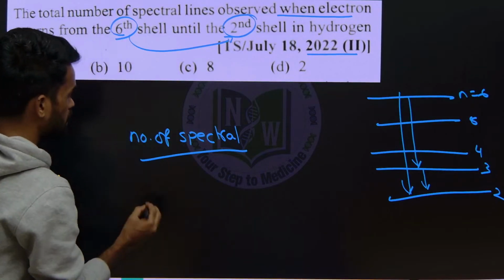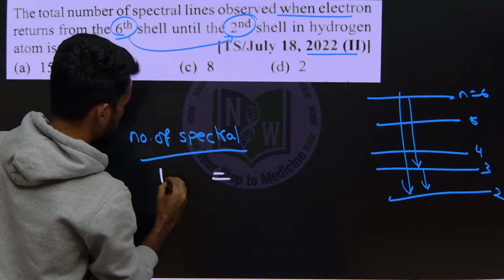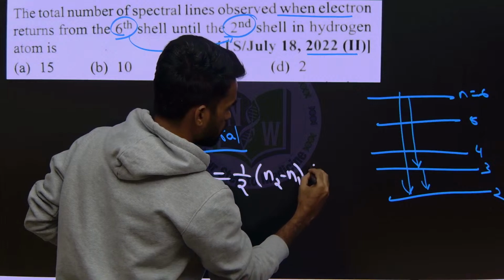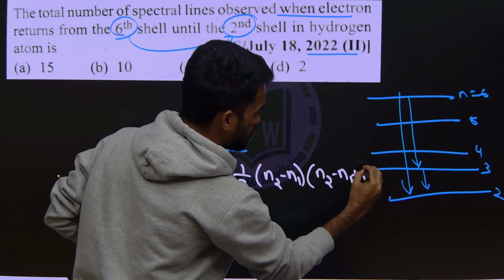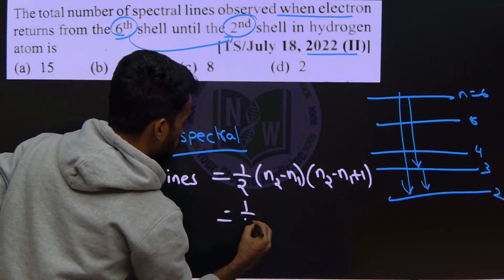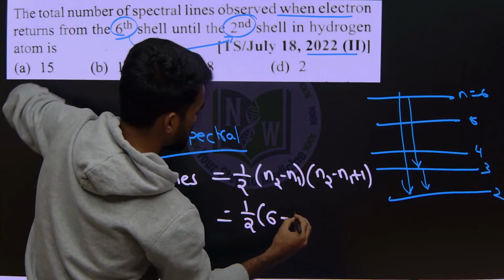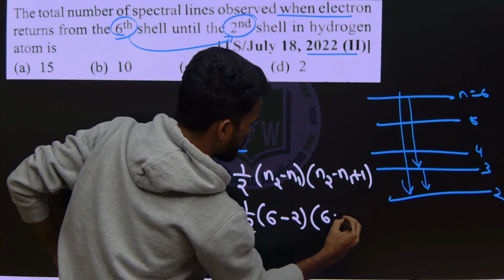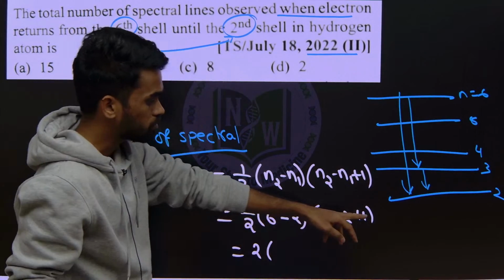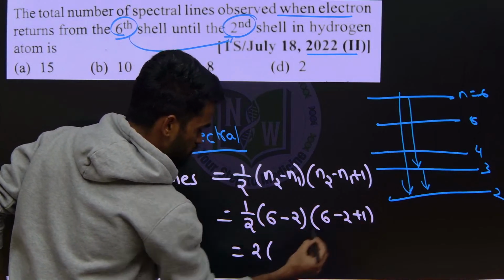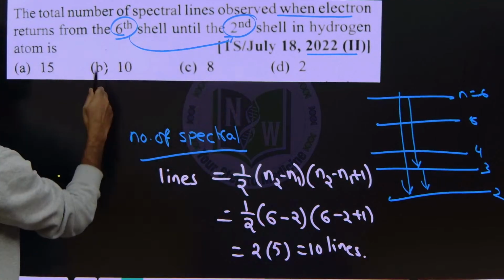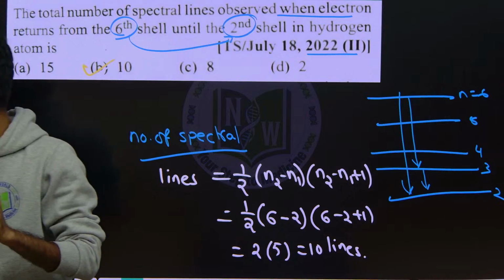So follow this method. Number of spectral lines is equal to 1 by 2 into (n2 minus n1) multiplied with (n2 minus n1 plus 1). We have seen questions in the last class also based on this. Just tell me, what is the n2 value given? 6, and n1 is given as 2, right? So here also 6 minus 2 plus 1. So we'll get 4 by 2, which means 2, into 5. See, 4 plus 1 is 5. So we'll be getting 10 lines. How many spectral lines will be seen? 10 lines. So option B will be the perfect answer for this question. Hope this is clear. Okay.